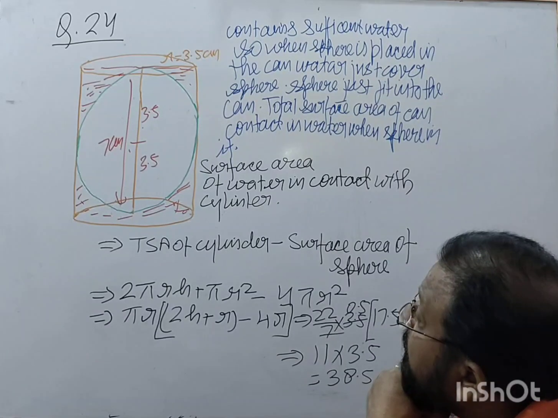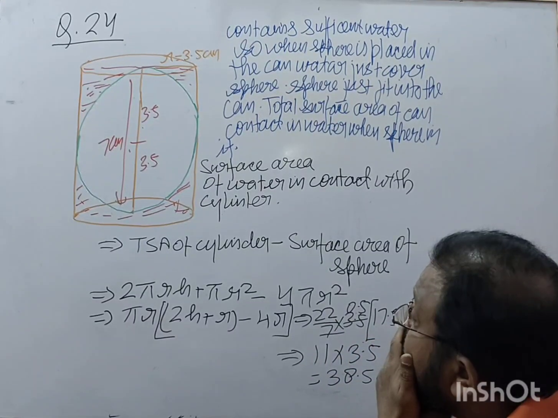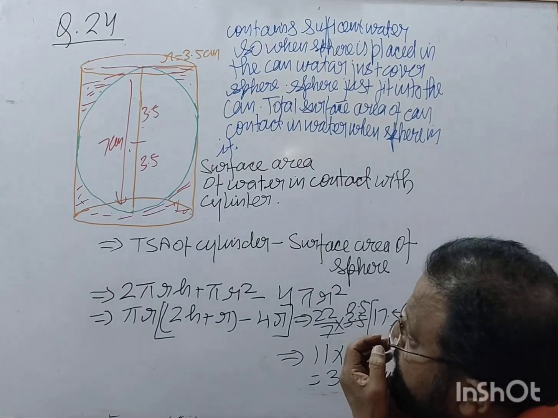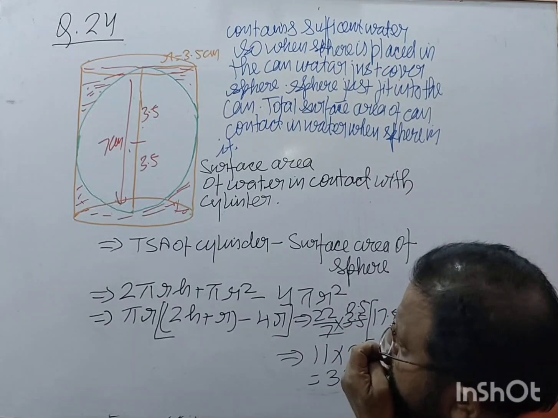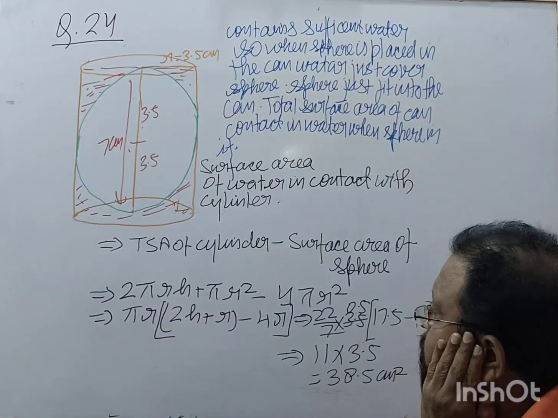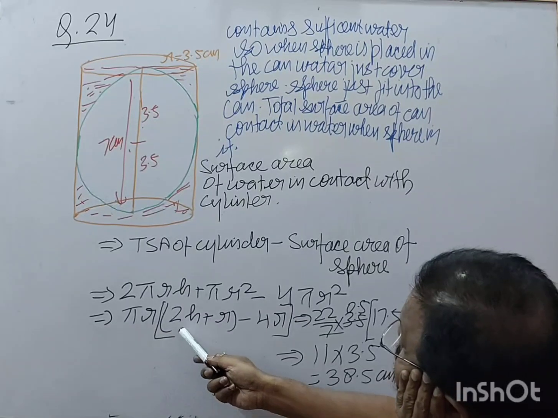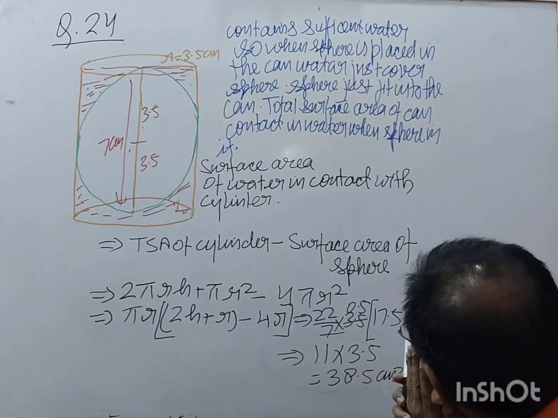So if I take pi r square, pi r square 2h plus r minus 4, pi r we have taken, 4r is there. 22 into 3.5 into height of cylinder is 7. 7 into 2 becomes 14. 14 plus 3.5 is 17.5, minus 14 is 3.5.